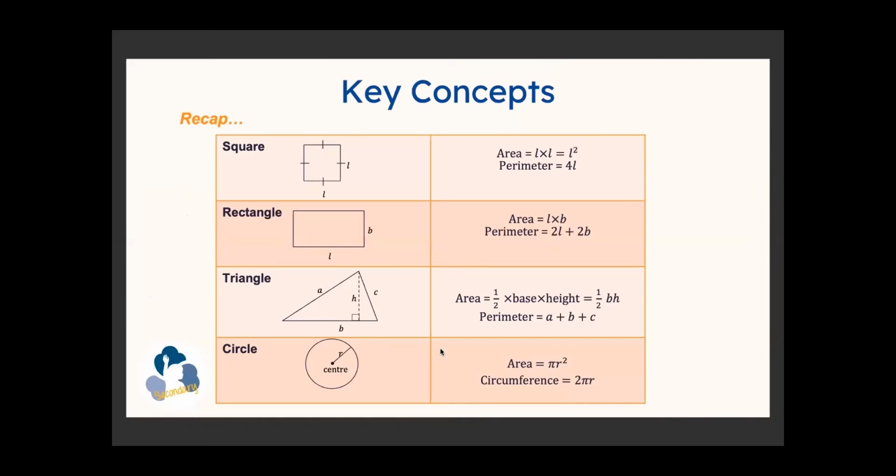Let's recap. Square, rectangle, triangle, and circles should be things that have been covered. These are shapes that have been covered in PSLE. I assume you know how to find the area of a triangle: half times base times height. Then the circle.